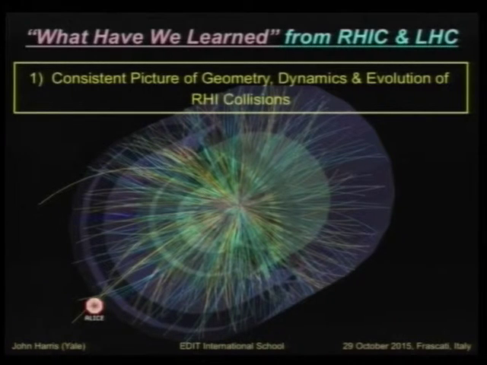Okay, so what have we learned from RHIC and LHC and heavy ions? We actually see, partly as a result of my answer to the question this gentleman asked, that we have a consistent picture of the geometry, at least the geometry that's straightforward. And now I will also show you the dynamics and the evolution of these collisions, okay?